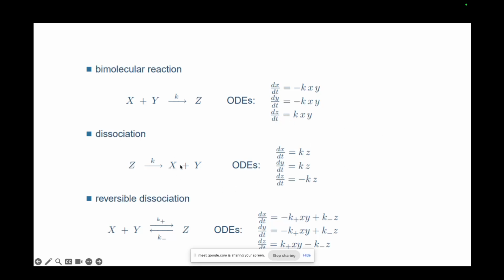So that's quite straightforward. Now, if you go to dissociation, Z is getting broken down into X and Y. So dz/dt will be with a negative K, and it only depends on the concentration of Z because it's a spontaneous dissociation. So this is a spontaneous dissociation reaction, and the rate of change of Z does not depend on the concentration of X and Y. So dz/dt will be minus kz. dy/dt only depends on Z, but Y is getting formed, so dy/dt is positive kz, and dx/dt is also positive kz.